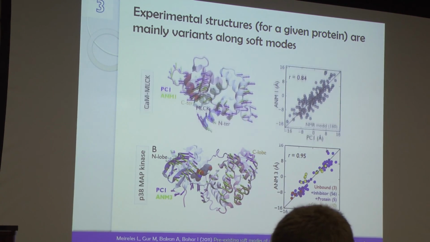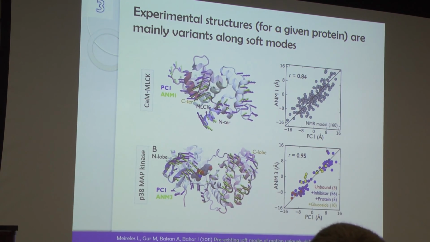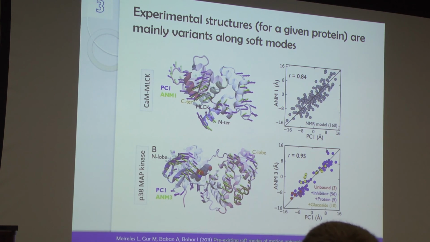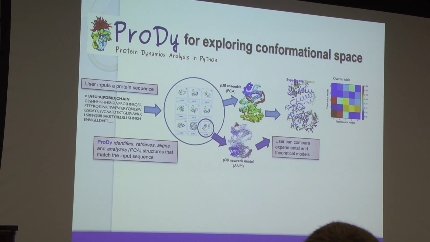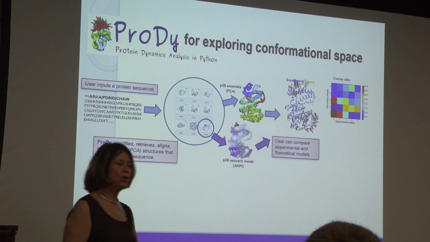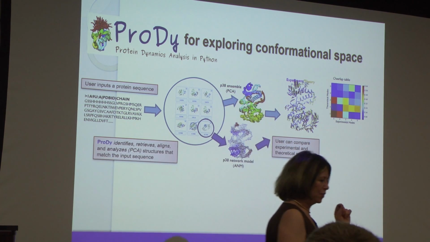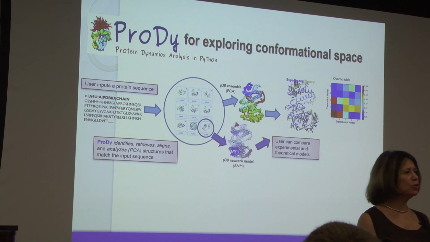So we have many such examples. The top one is based on NMR models, and again, this one differs in inhibitor. So the correlation may be slightly weaker, but it is still, in our view, excellent. So ProDy, which you will see in the afternoon, this is the way you operate. In this case, you don't even need to know the PDB code.